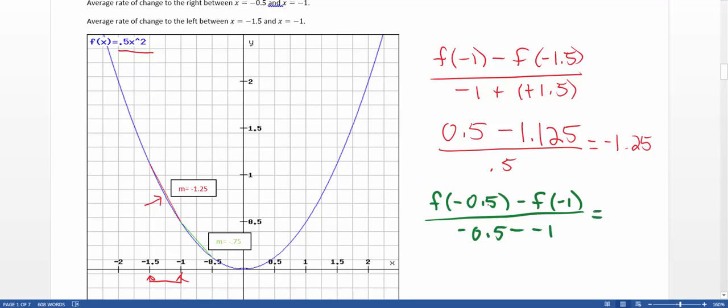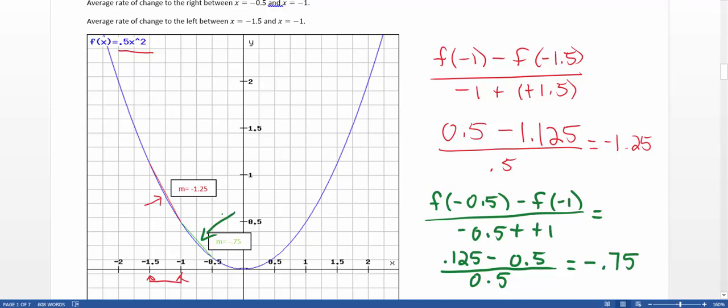So again, we're going to take these numbers and plug them into our function. When we plug in negative 0.5 into our function, we get 0.125. So 0.125 minus, when we plug in a negative 1, we get 0.5, divided by, now again on the bottom we have minus and negative, so those are going to cancel. So we're going to divide by 0.5. When we crunch that number in the calculator, we get negative 0.75 as the slope to the right of negative 1.